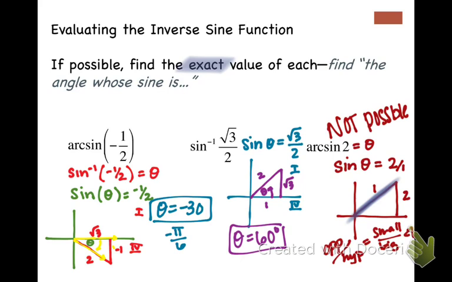If you do this in your calculator, if you try to do arc sine inverse of 2, it would tell you there was a domain error. So sine has to be equal to something less than 1, which means I can only put numbers that are less than 1 into arc sine or sine inverse.